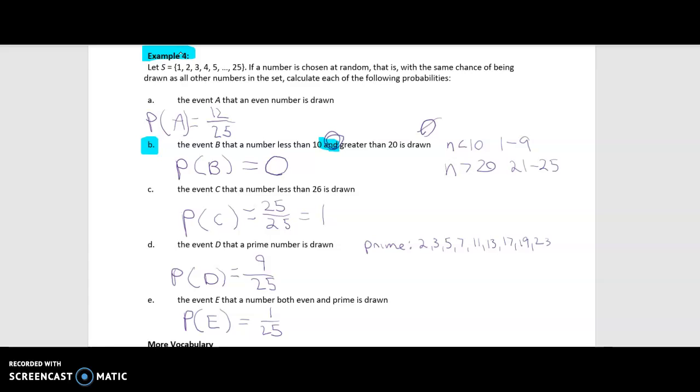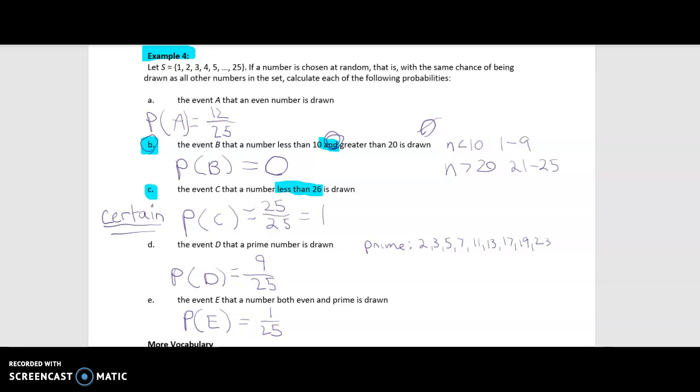Another probability we found in part C was the probability of event C that a number less than 26 was drawn. Since our set was numbers 1 through 25, no matter what number we drew, it would be less than 26. So the probability of drawing a number less than 26 was 1. We call that a certain event, an event that is certain to occur. It has a probability of 1.